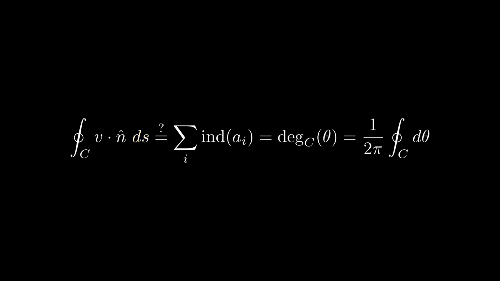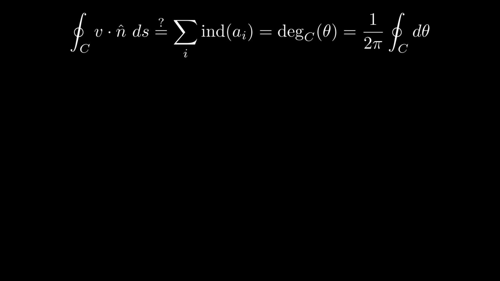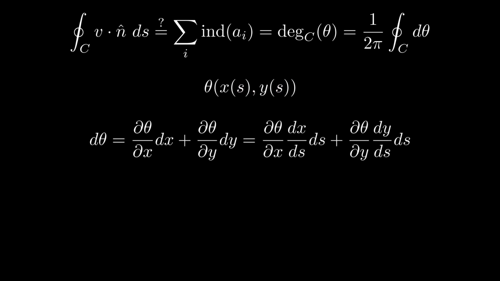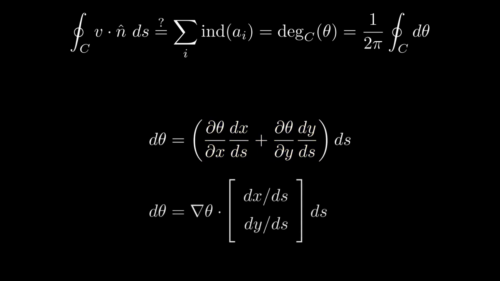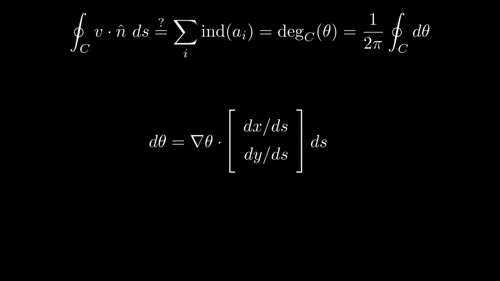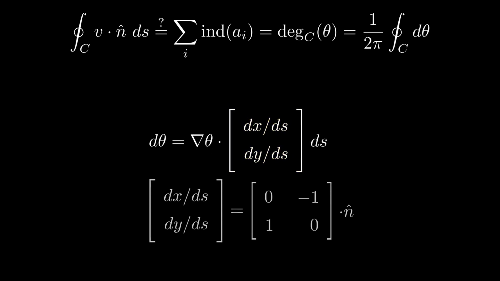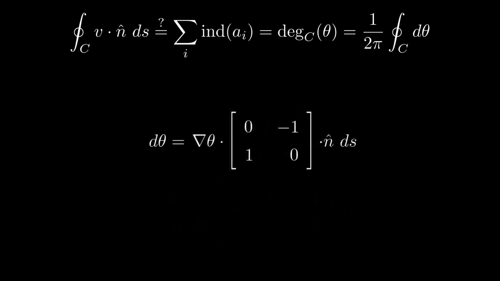We want an integral over arc length ds, not over angle d theta, so let's fix that. Theta is a function of position, which is itself a function of arc length s along the curve. We apply the chain rule twice. And simplify. We see that this can be written with a dot product. This vector is the unit vector parallel to the curve. It is related to n hat, the unit vector normal to the curve, by a rotation matrix.